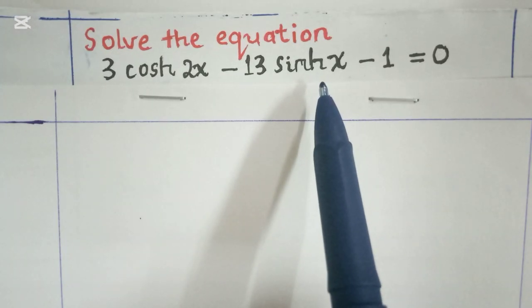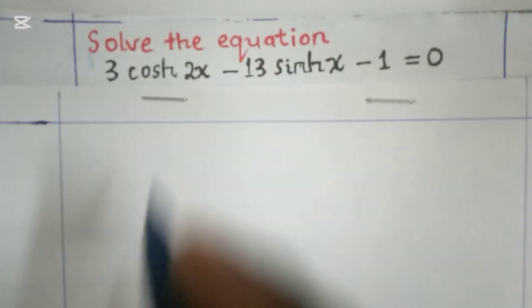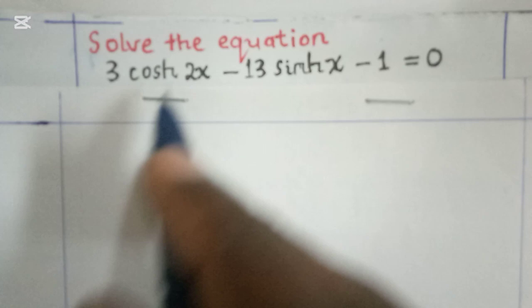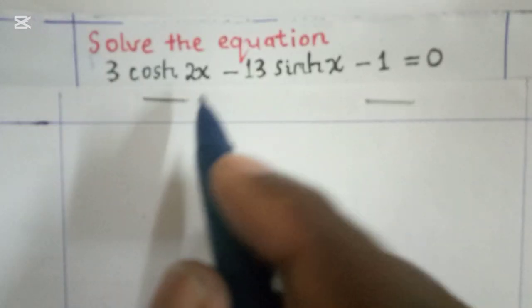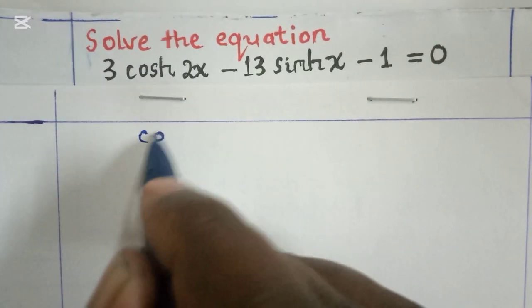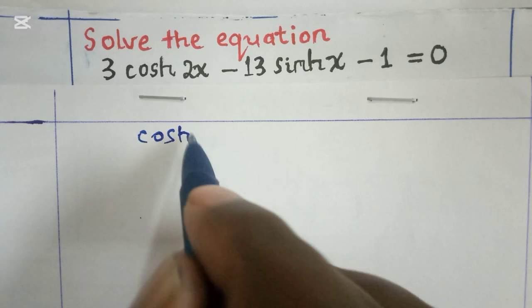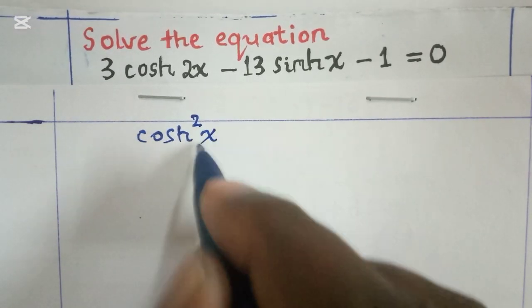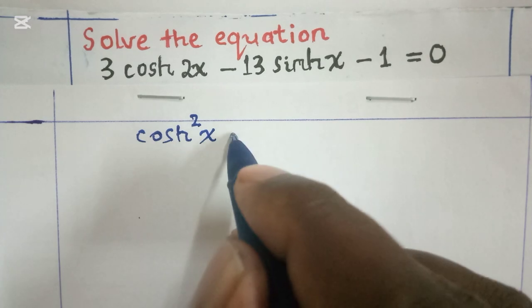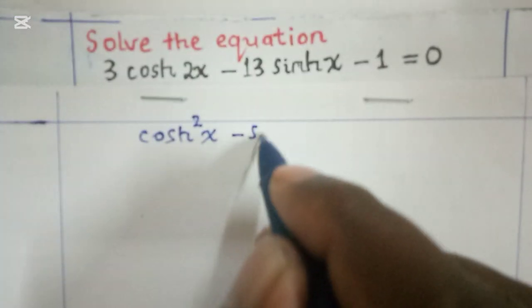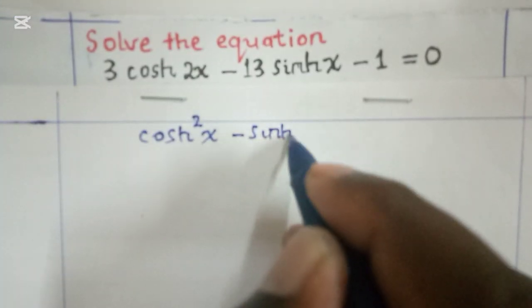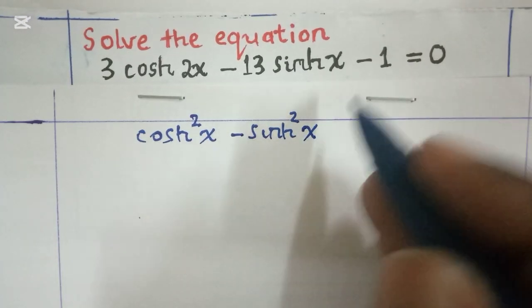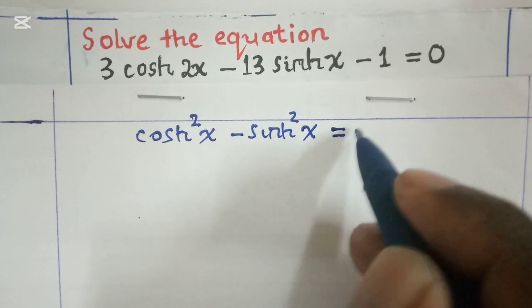And this is how, guys, we can do it. From our hyperbolic identities, we have cosh squared x minus sinh squared x. This one gives us 1.